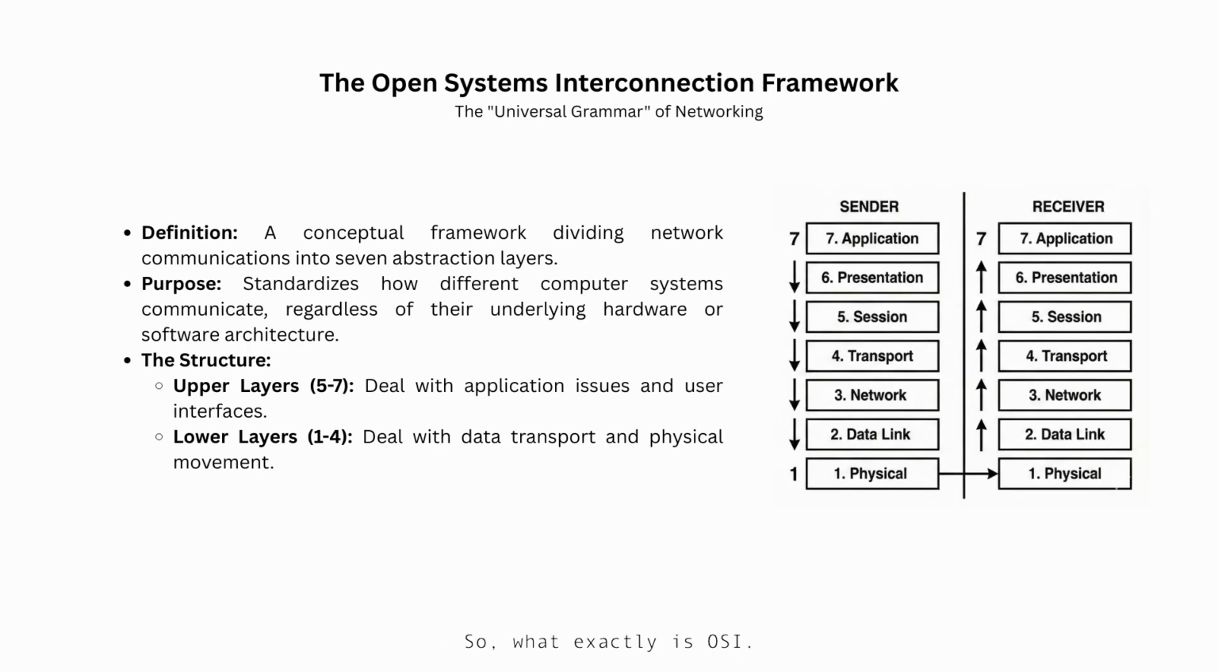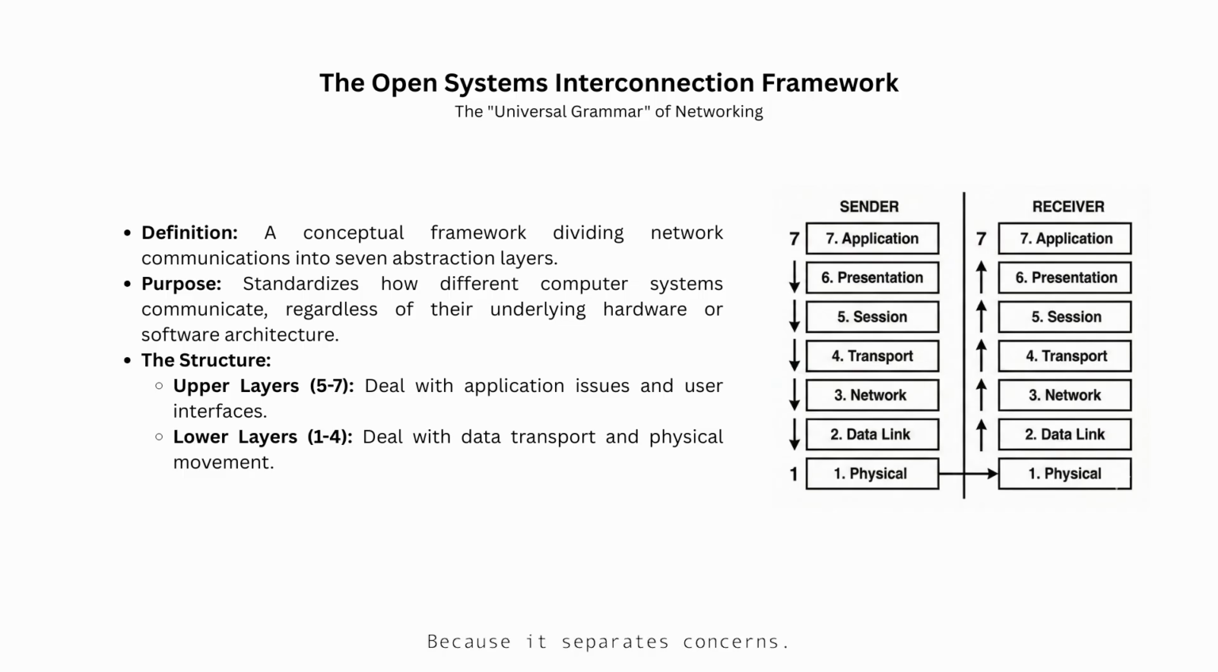So what exactly is OSI? It stands for Open Systems Interconnection. Think of it as a universal language or grammar for computers. Just like you need rules to write a letter so that the post office can deliver it, computers need rules to move zeros and ones. The model breaks networking down into 7 distinct layers.